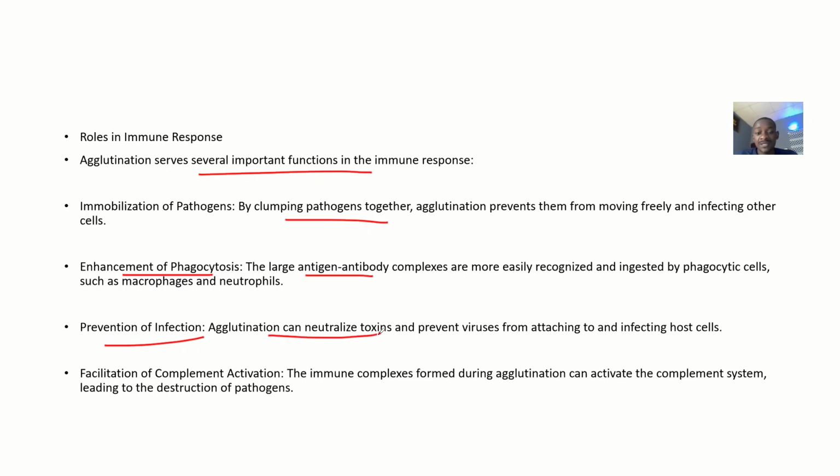Then prevention of infection. Agglutination can neutralize toxins and prevent viruses from attaching to and infecting host cells. It also facilitates complement activation. The immune complexes formed during agglutination can activate the complement system, leading to destruction of these pathogens.